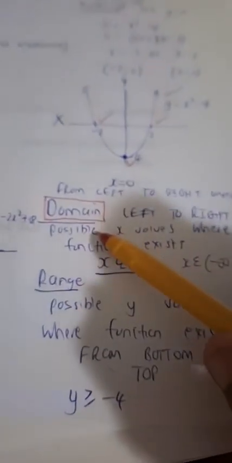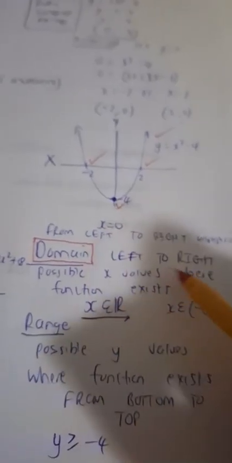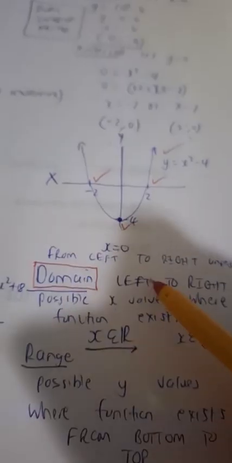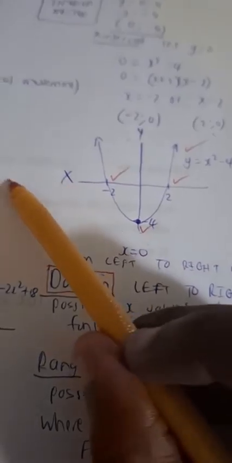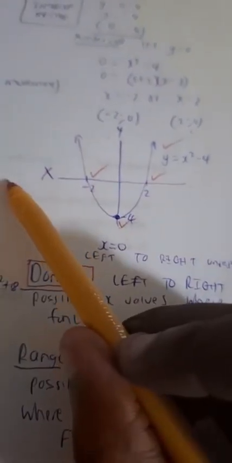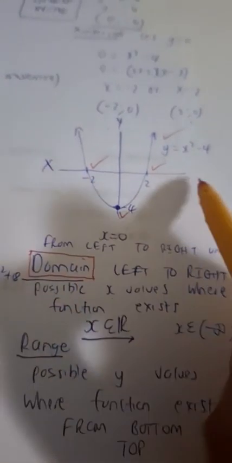So then we look at something that we refer to as the domain. What is domain? When we speak about domain, we speak about the possible x values where our function exists. The possible x values where our function, meaning our parabola function, where does the function exist? And when we say the possible x values, remember our x values, we are referring to the values from left to right. So we are asking ourselves, for which x values does the function exist from left to right?